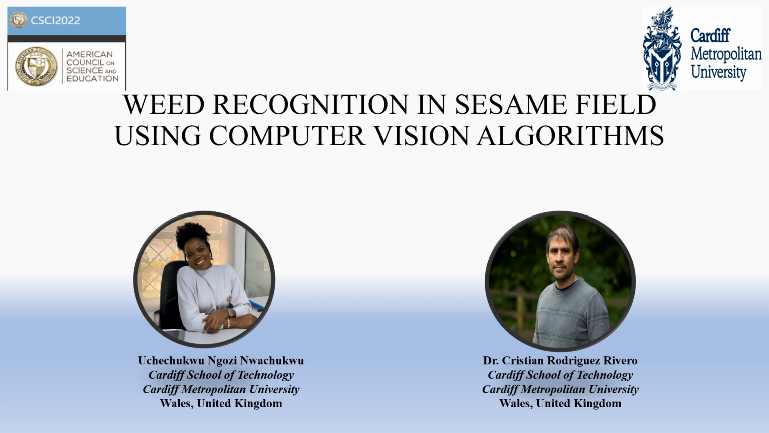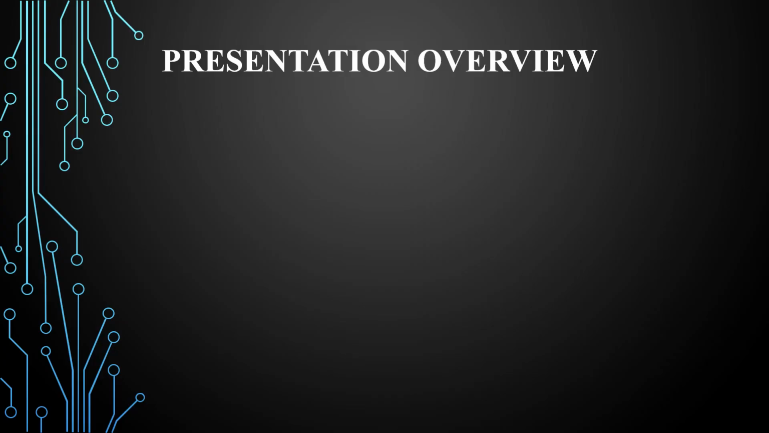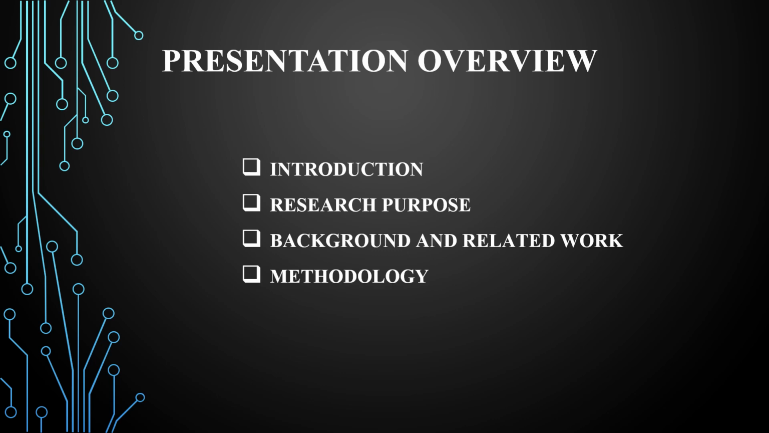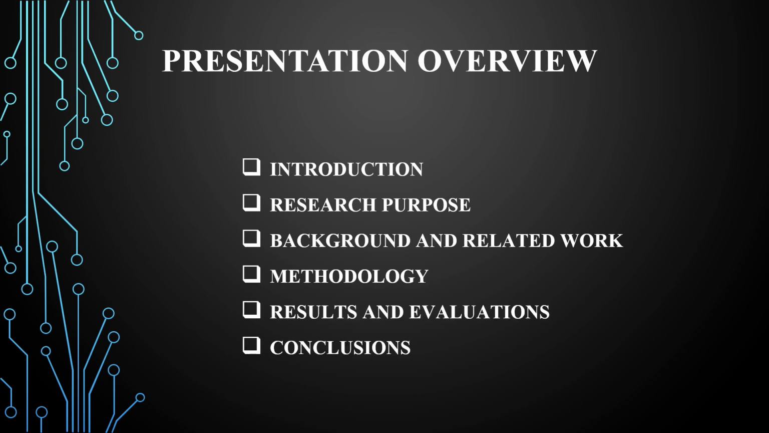This research paper, on weed recognition in sesame farming using computer vision algorithms, was done as my dissertation in fulfillment of my master's degree in data science. The presentation overview is going to be in 6 sections. The first being the introduction, research purpose, background and related work, methodology, results and evaluations, and conclusions.